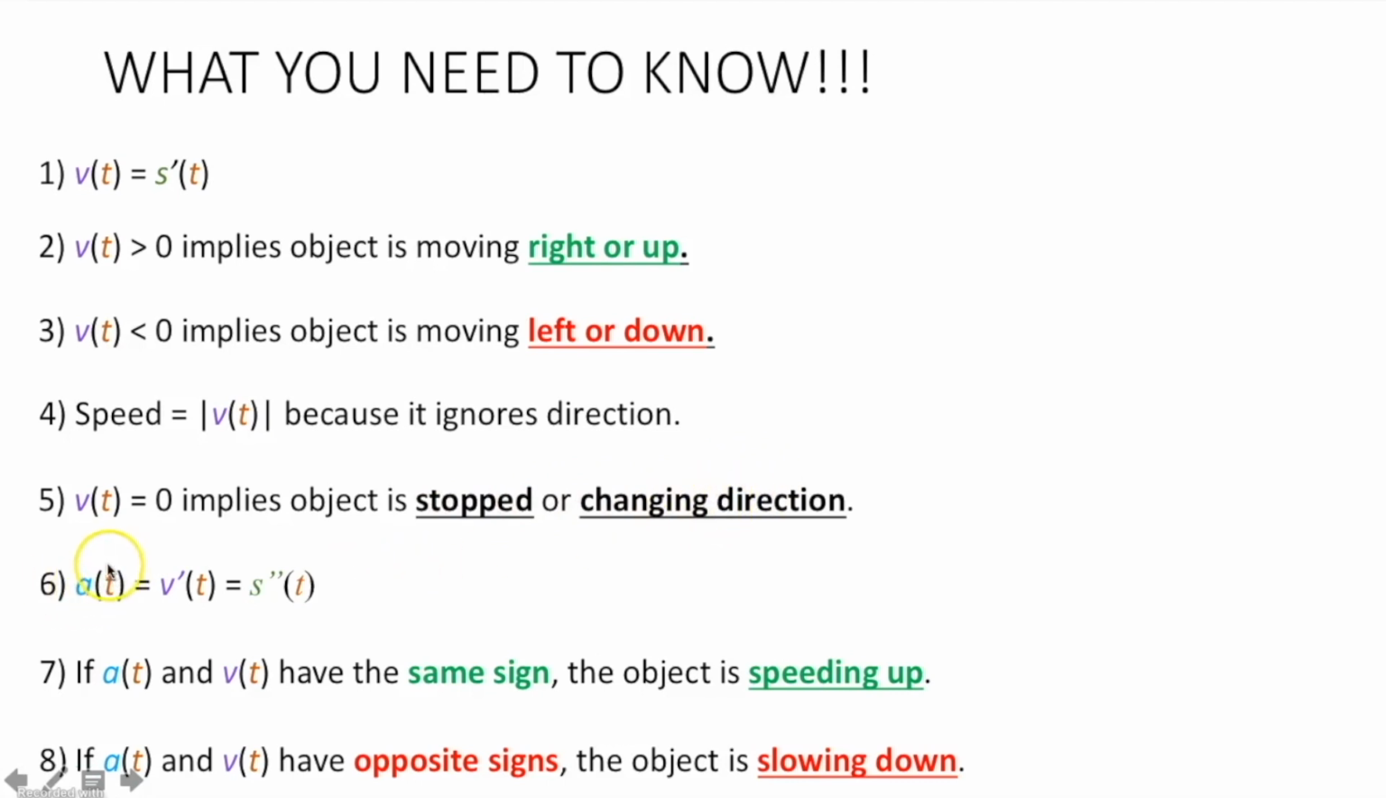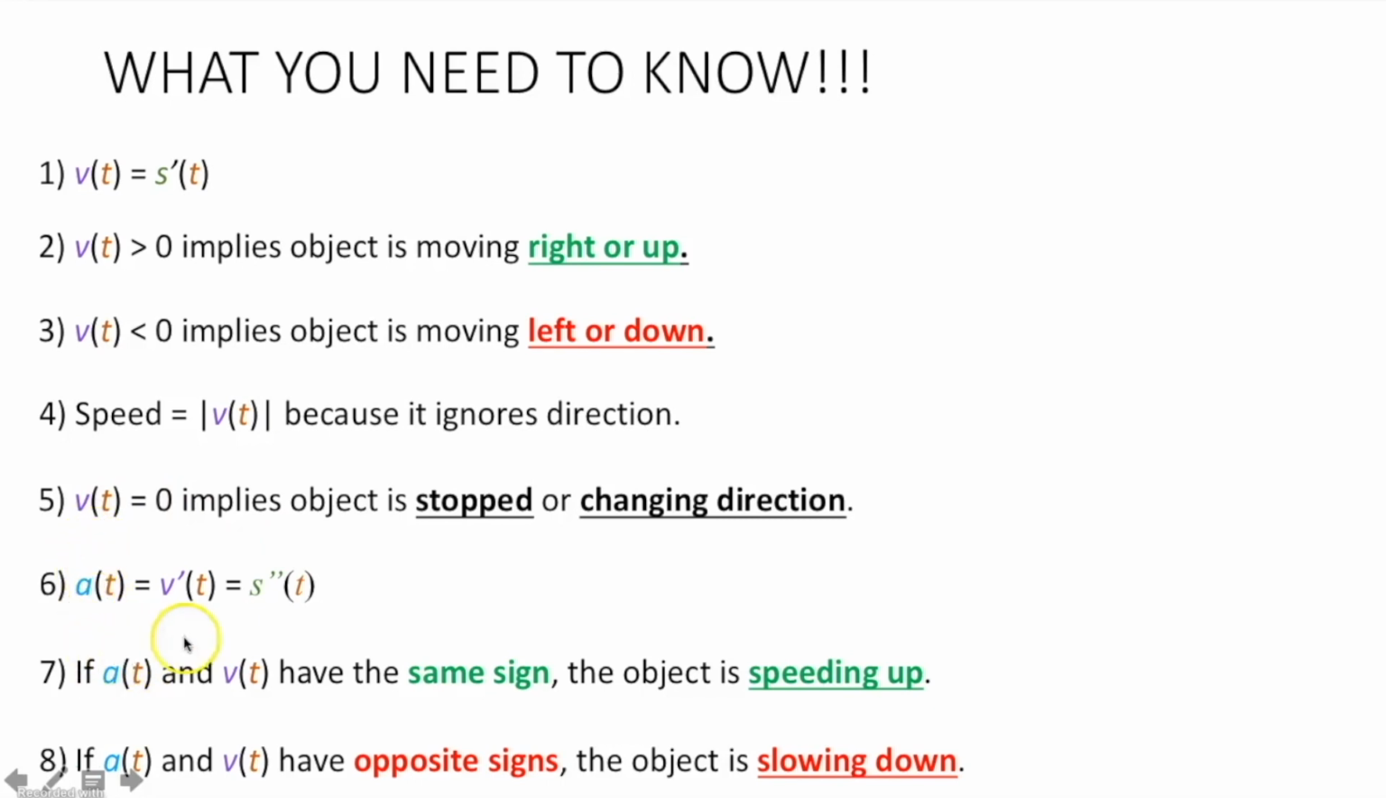Part 6, the acceleration is equal to the derivative of the velocity function, which is equal to the second derivative of the position function. So if you start with your position function and take the derivative of that, you get the velocity function. If you take the derivative of that, you end up with the acceleration function.